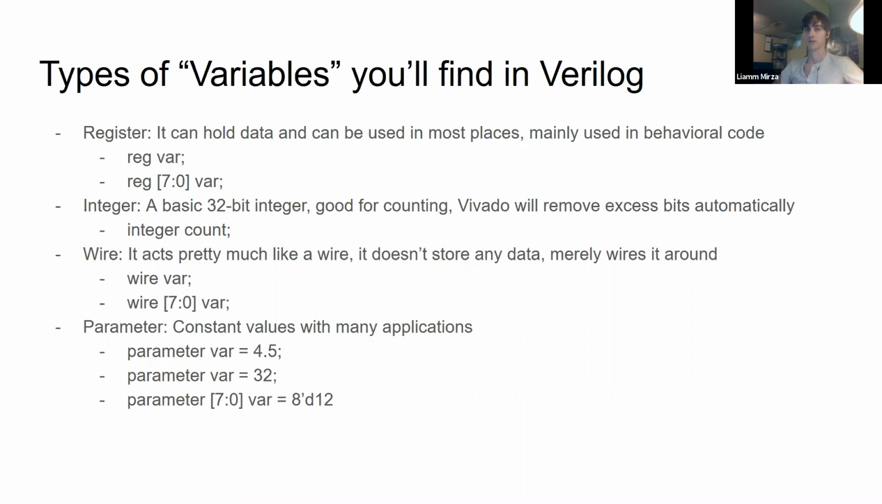And then you have parameters, which act as kind of like just constants. So as to say, your parameters can be things like how wide a bus is, or how much a for loop can count up to. So there's many different applications you can use it for, and it's really up to what you need, basically.